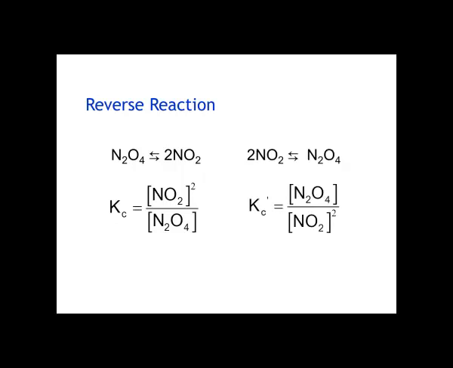Let's see how Kc relates to a forward reaction and a reverse reaction. For N2O4 dissociating into NO2, Kc is NO2 concentration squared divided by N2O4. If we reverse the reaction to NO2 in equilibrium with N2O4, then we write Kc prime, the concentration of N2O4 divided by the concentration of NO2 squared. How do Kc and Kc prime relate? They are reciprocals. Kc equals 1 over Kc prime.